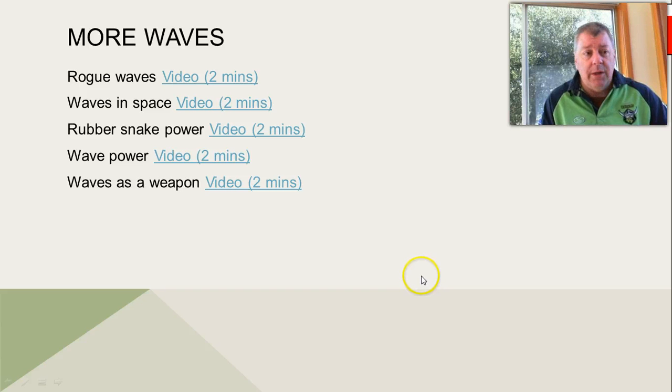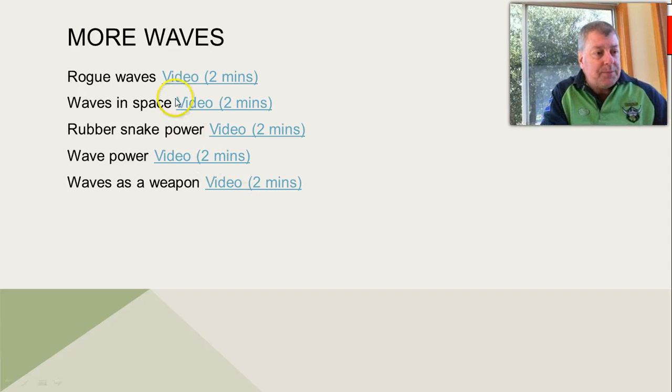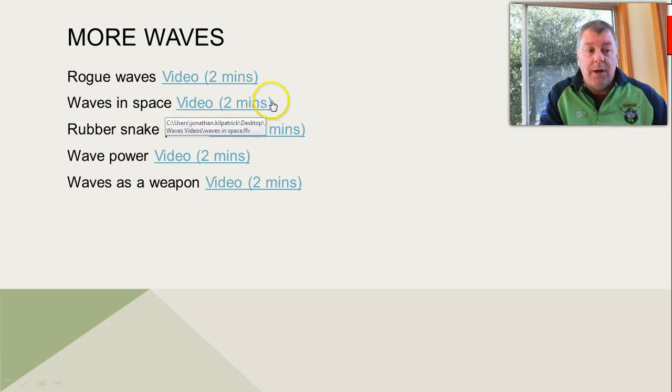Now on the OneNote there's a whole lot of videos that relate to waves. There's things called rogue waves, which every now and again you hear about boats being capsized because of rogue waves. They're out in the ocean, it might be a bit rough, and then all of a sudden this huge wave comes. Deadliest Catch, I think that one is, so have a look at that. Waves in space: you think there's no medium in space to carry mechanical waves such as sound, but there are waves in space, and so there's a video on that.